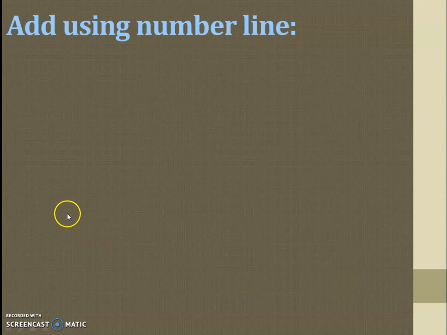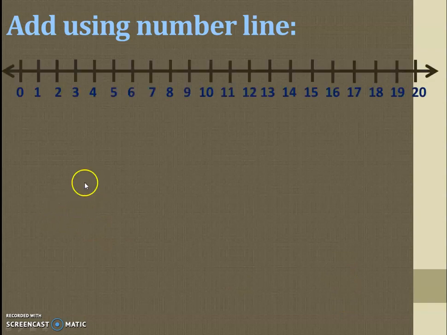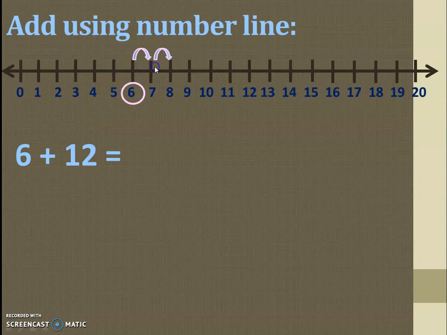Add using number line. Next. Here number line is given. They have given the number to add. It is 6 plus 12. So start with 6. First ring this 6. Then start from 6. You skip counting 12 numbers. Yes. Shall we skip counting 12? Yes. 1, 2, 3, 4, 5, 6, 7, 8, 9, 10, 11, 12.